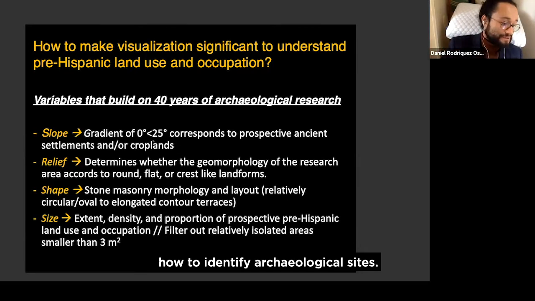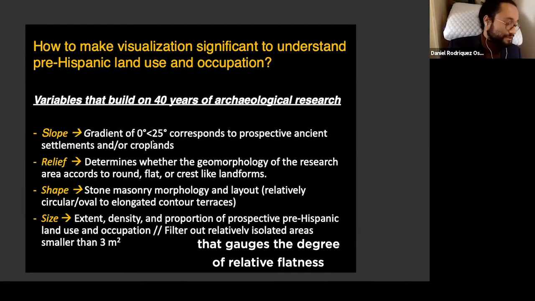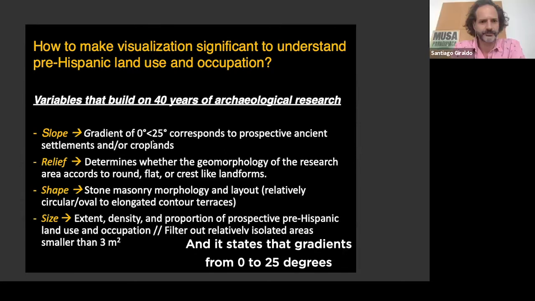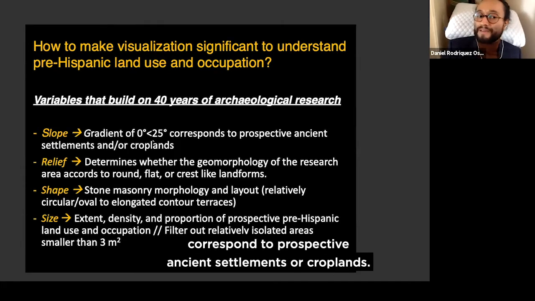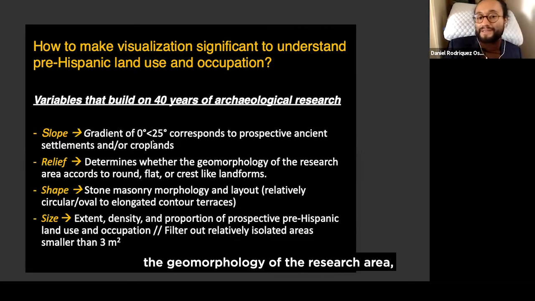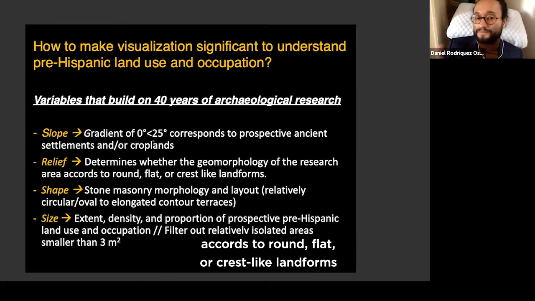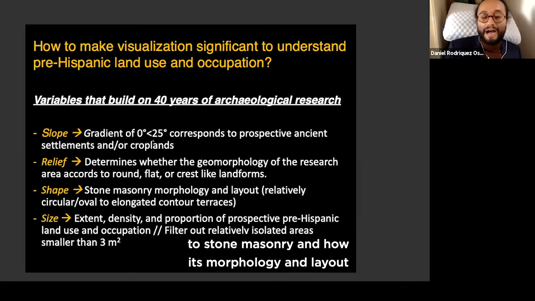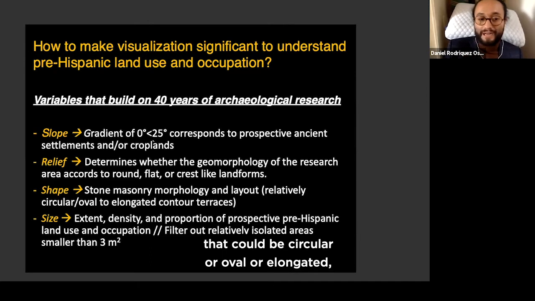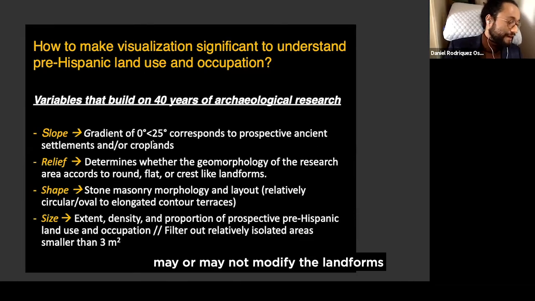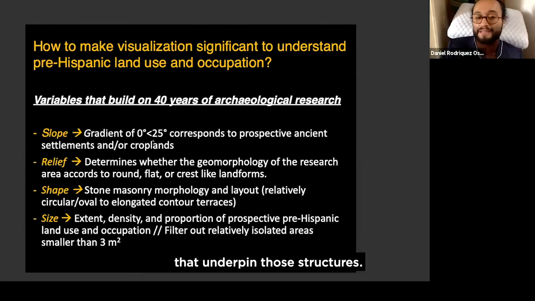identify archaeological sites. So, for example, we have slope, that gauges the degree of relative flatness or steepness of the topography, and states that gradients from 0 degrees to 25 degrees correspond to prospective ancient settlements or croplands. Highly related to this, relief determines whether the geomorphology of the research area accords to round, flat, or crest-like landforms. And also related to this, the shape accords more to stone masonry, and how its morphology and layout, that could be circular, oval, or elongated, may or may not modify the landforms that underpin those structures.